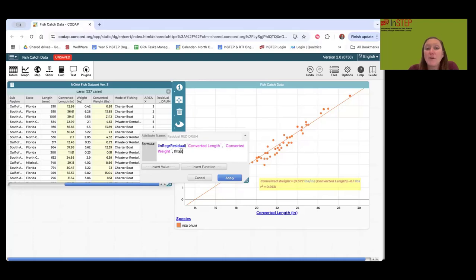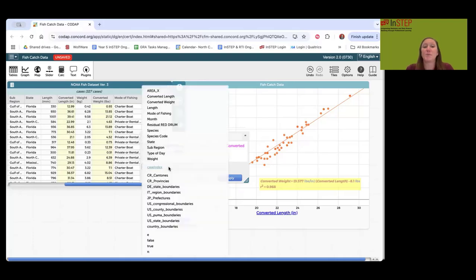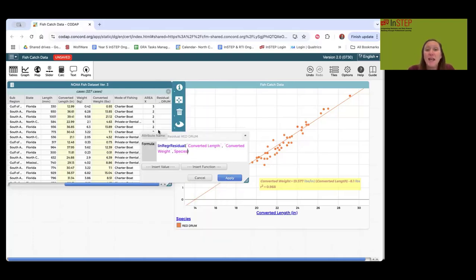And then I'm going to go to filter, and we filtered, remember, by species. We're only looking at red drum. So I'm going to insert species, and then I'm going to tell it equals, and we are only looking at, use quotations, red drum. And the reason I capitalized it is because if I look right here, the way it appears in our table is capitalized red drum. And then I'm going to hit apply.